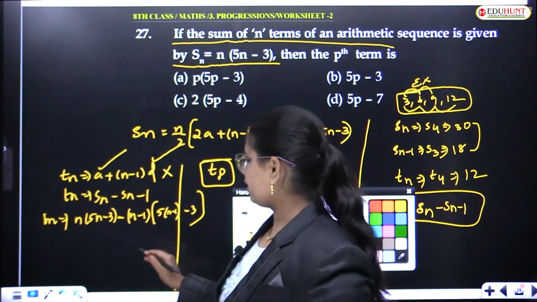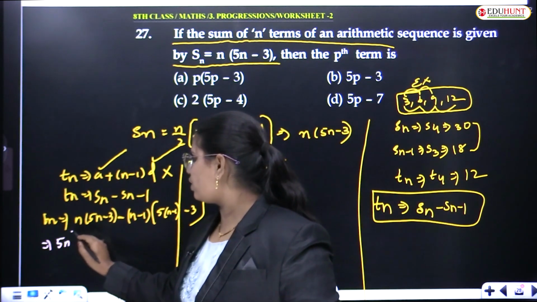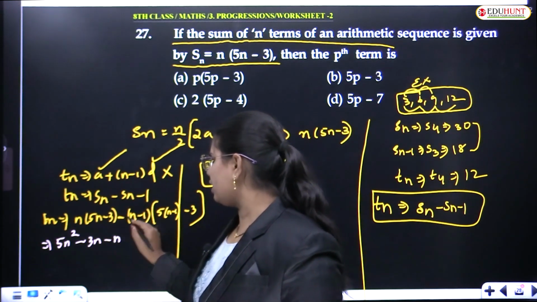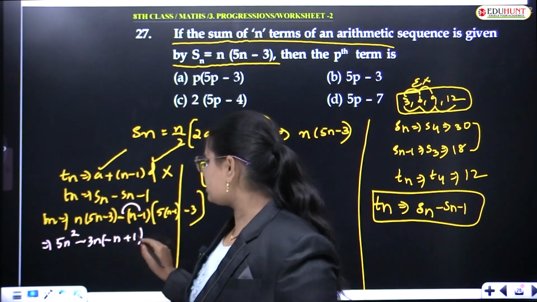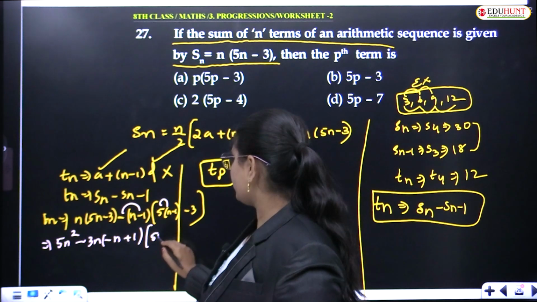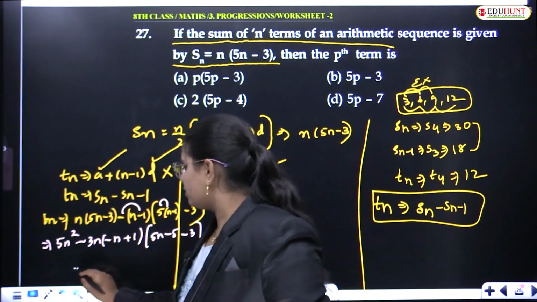Did you understand? So simplify this. n into n is 5n square, minus 3n, minus n, and this is minus of minus plus 1, correct? Minus n plus 1 into, this is 5 into n, 5n minus 5, and this is minus 3, correct?